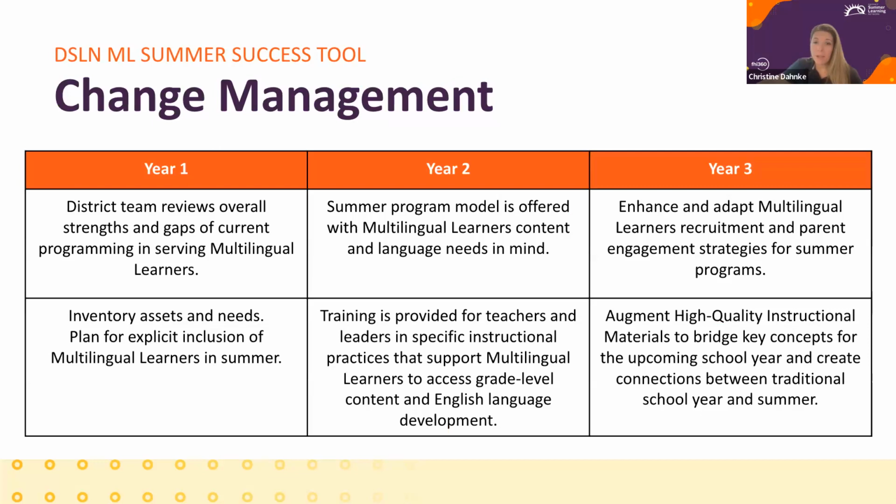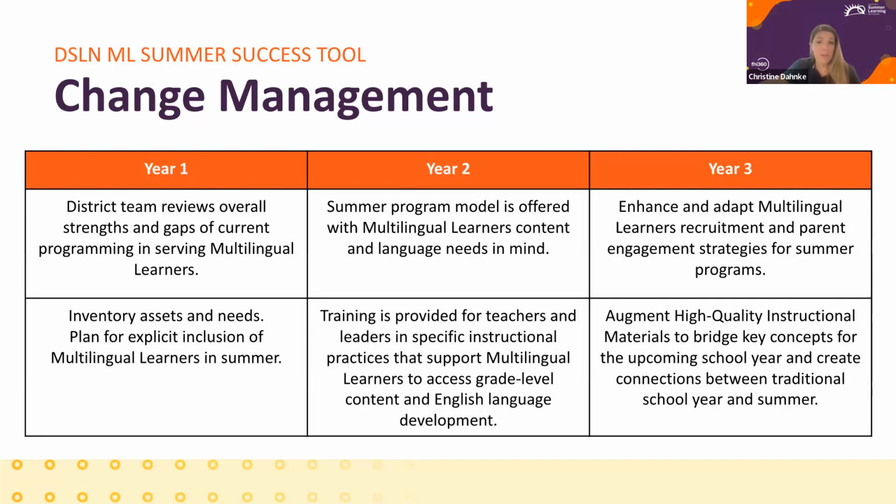Realistically, it might not be until year 2 when you can offer a new summer program model, but in the overview document, we provide many examples of how to segment and plan out this change. For example, in year 1, what if you just commit to working through this DSLN multilingual learner summer success tool with your team? You could start to review your overall strengths and gaps in your current programs. And perhaps in the first year, you can just inventory your assets and needs and plan for that explicit inclusion of multilinguals in your summer program.